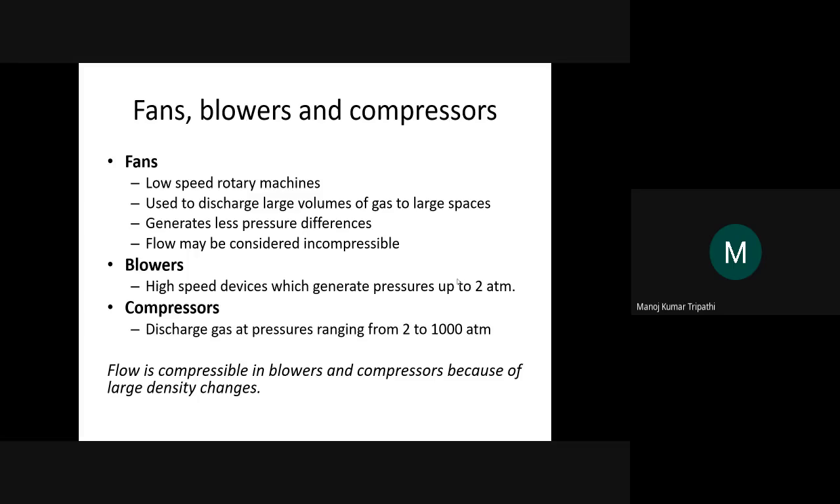Fans are generally low speed machines. Blowers are slightly higher speed devices. So they are divided based on the pressures that they generate across the blades. So fans generate very less pressure difference. It may be 0.1 or 0.2 atmospheres or even lower. And this is generally used to discharge large volumes of gases to large spaces, like in a room, a hall, something like that. Or there can be big fans also, that is also possible.